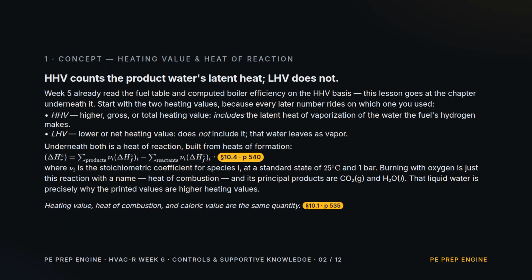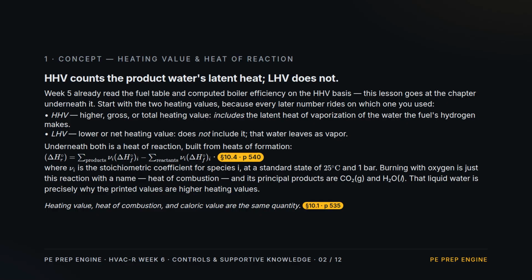Concept: heating value and heat of reaction. Week 5 already read the fuel table and computed boiler efficiency. Here we go with the chapter underneath it. 2 heating values, and every later number rides on which one you used. The higher, gross, or total heating value includes the latent heat of vaporization of the water the fuel's hydrogen makes. The lower, or net value, excludes it. That water leaves as vapor.